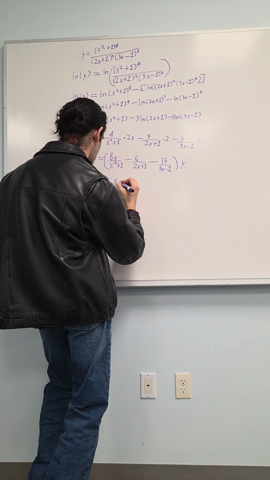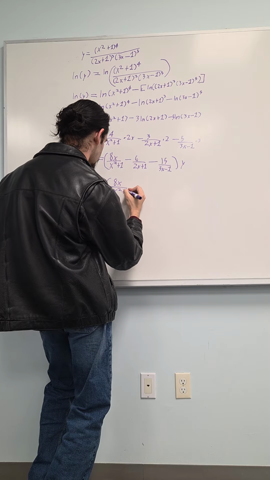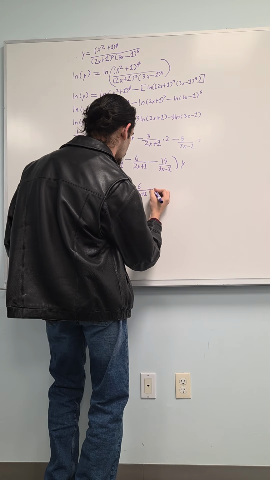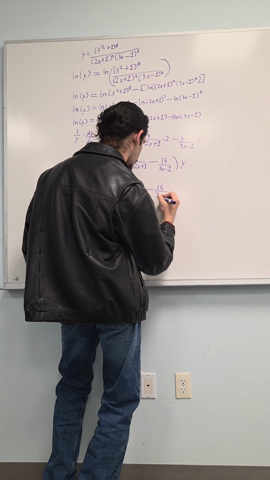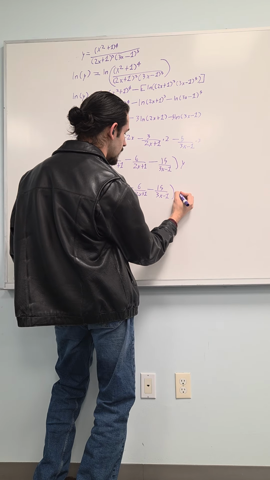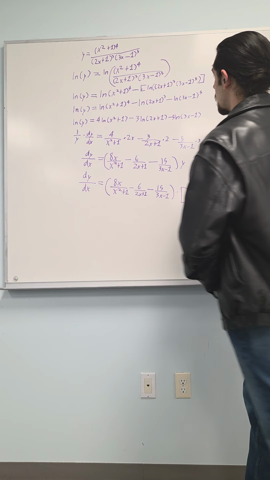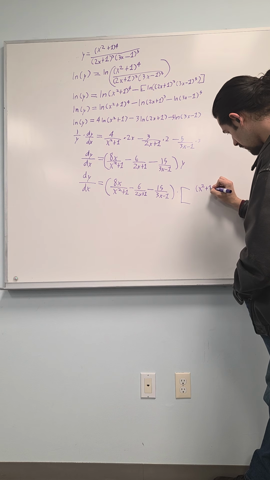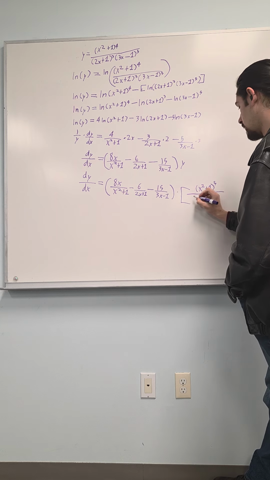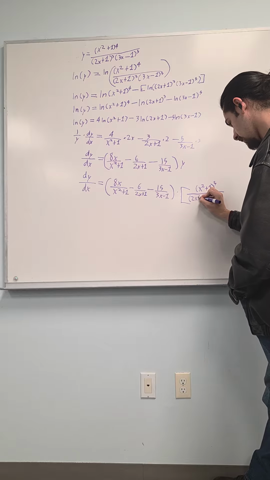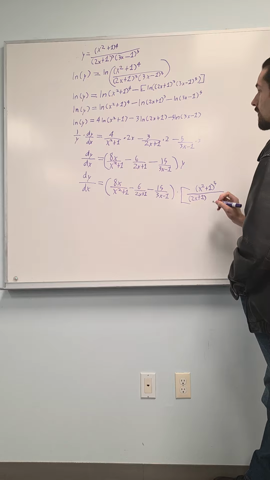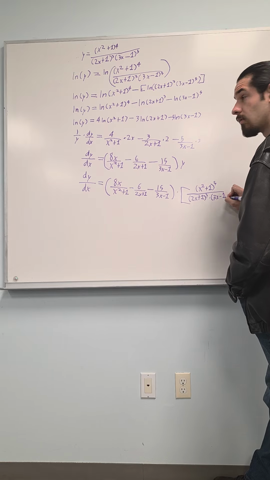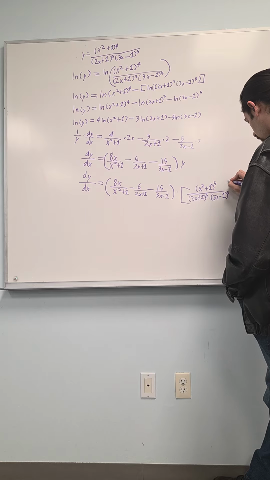8x over x squared plus 1 minus 6 over 2x plus 1 minus 15 over 3x minus 1, times our y, which is x squared plus 1, sorry, all raised to the 5th over 2x plus 1 all raised to the 3rd times 3x minus 1 all raised to the 5th, close out that bracket.